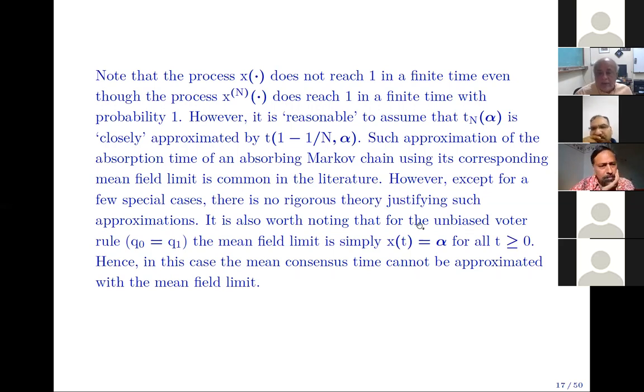But as I said, it's also worth noting that in the unbiased voter rule, in other words, Q0 equal to Q1 equal to 1, the mean field limit is simply xt equal to alpha for all t. So in infinity, xt will still remain alpha. In this case, the mean field limit doesn't really give us anything, so the mean field consensus time cannot be approximated by the mean field limit.